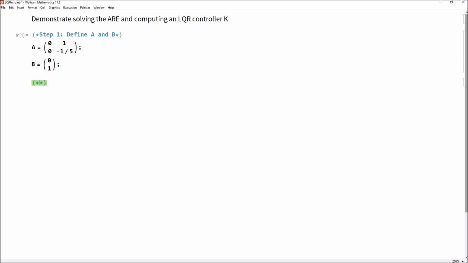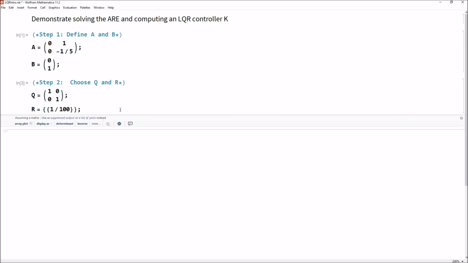What was step 2? Step 2 was go ahead and choose Q and R. In our situation, we said that Q was just going to be a very simple identity matrix, and the R matrix is going to be a 1 by 1 of 1 over 100. So let me just define it as a list of lists. Mathematica has a little bit of trouble using the parentheses notation to make a 1 by 1 matrix, so I'm going to explicitly make a 1 by 1 matrix. Okay, shift enter both of those.